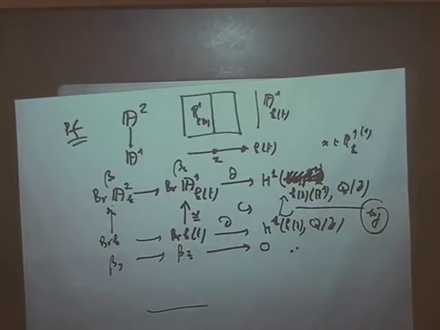Okay, so next step. I have 10 minutes. Is that right? Five minutes. Okay, so I have to make choices. My choice will be to discuss what happens in a modular fibration, which is something of interest.